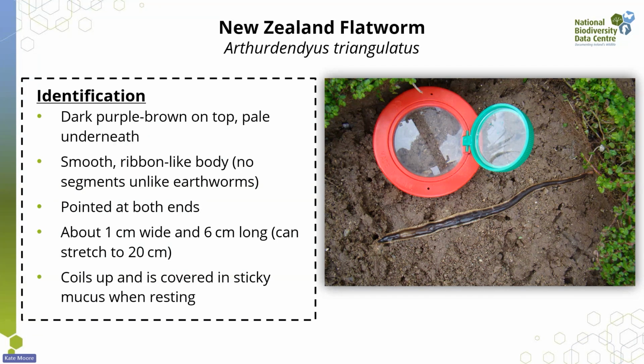So the New Zealand flatworm is dark purple brown on top and pale underneath, and it has a smooth ribbon-like body. So it doesn't have any segments like you would see on an earthworm, and it's pointed at both ends. It's about 1 centimeter in width and 6 centimeters long, but it can stretch up to 20 centimeters. And it will often be found coiled up and covered in mucus when it's at rest.